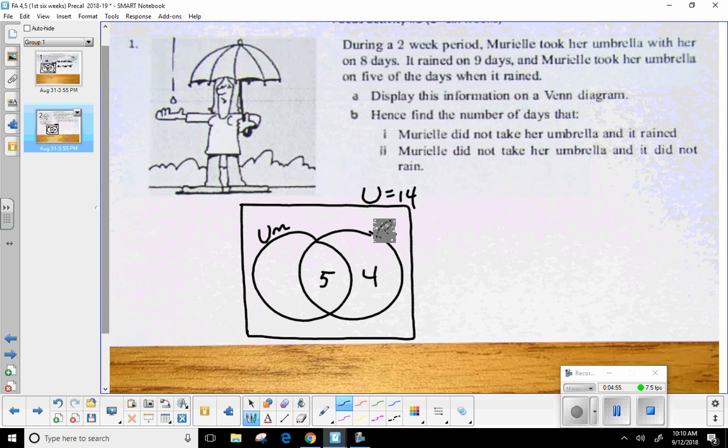Do we know the number of days she brought her umbrella? Well, 8 total, but 3 she brought her umbrella and it didn't rain. Okay. Now, am I missing anything? What am I missing?